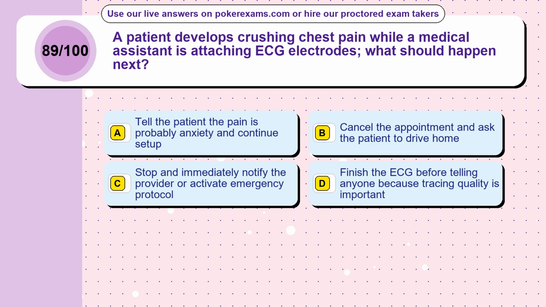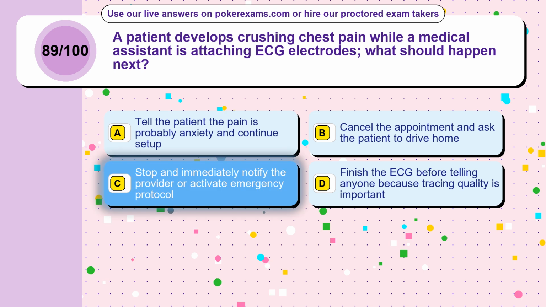Question 89. A patient develops crushing chest pain while a medical assistant is attaching ECG electrodes. What should happen next? Option A, tell the patient the pain is probably anxiety and continue setup. Option B, cancel the appointment and ask the patient to drive home. Option C, stop and immediately notify the provider or activate emergency protocol. Option D, finish the ECG before telling anyone because tracing quality is important. The correct answer is option C. Stop and immediately notify the provider or activate emergency protocol.